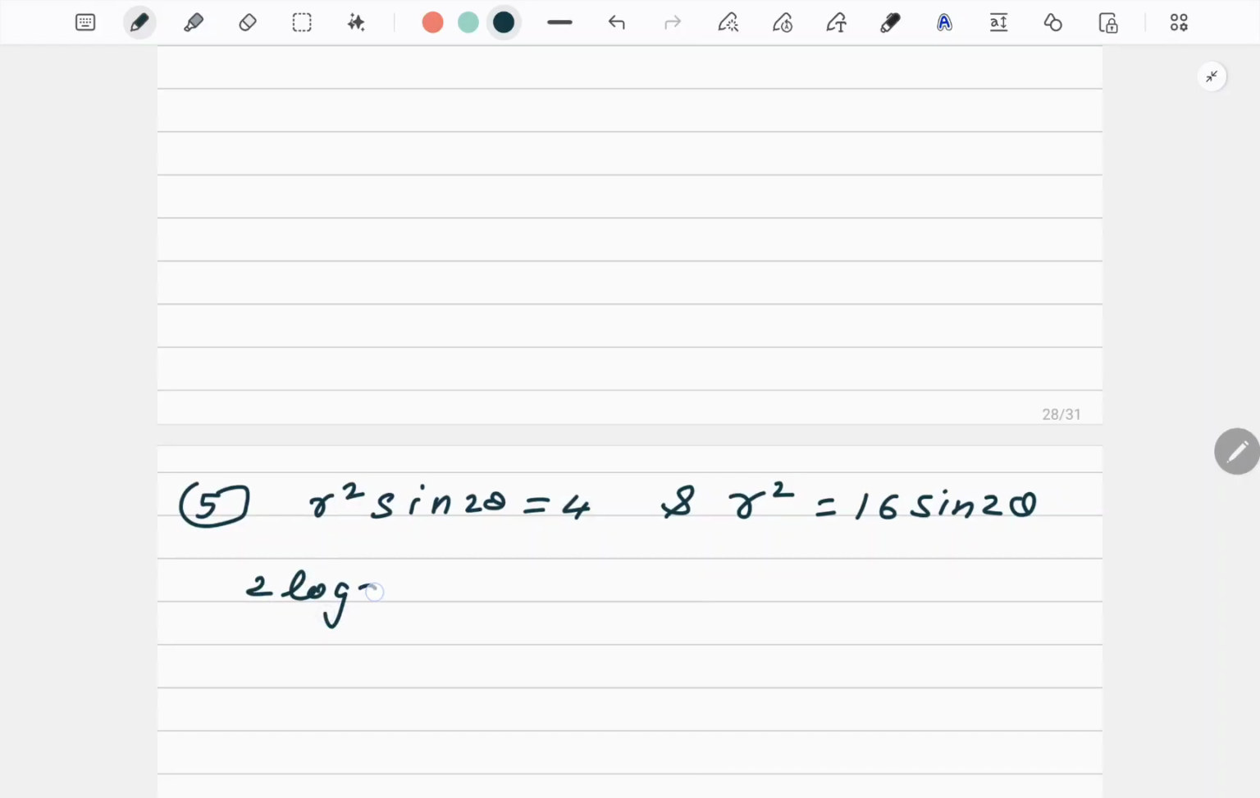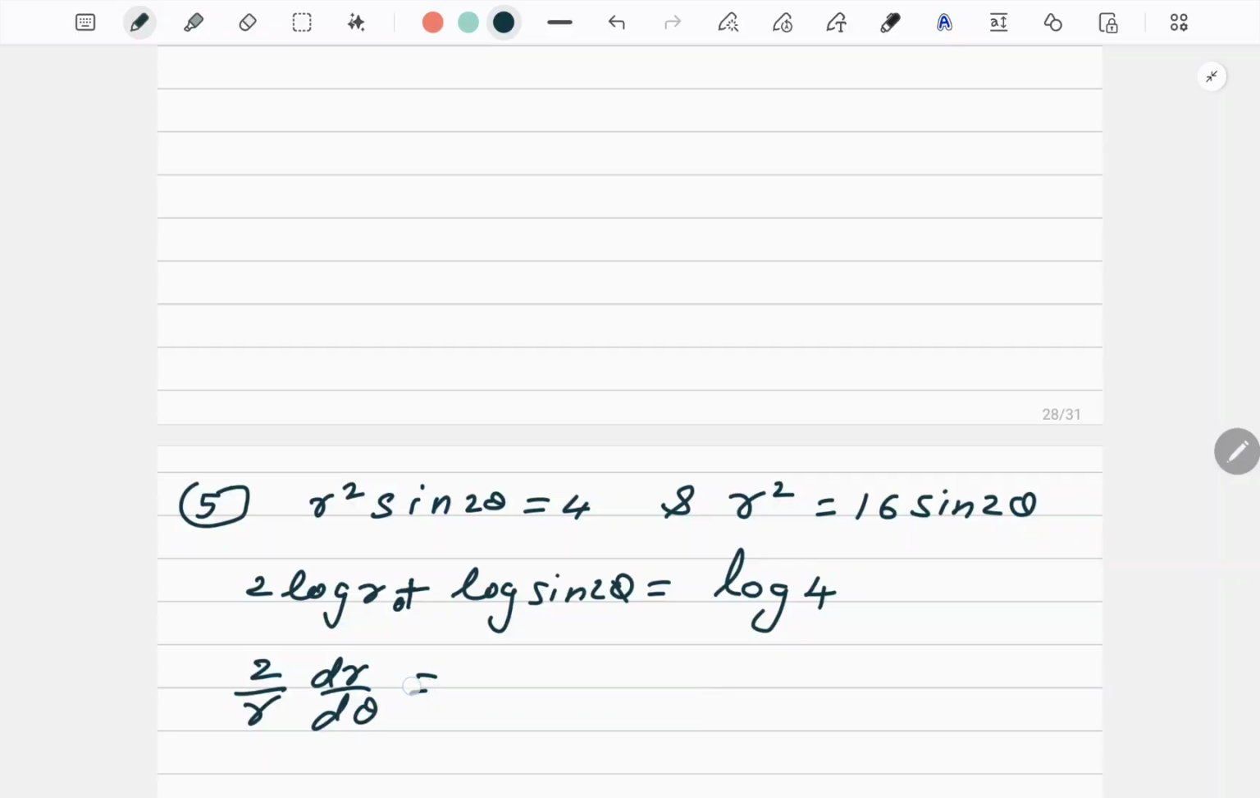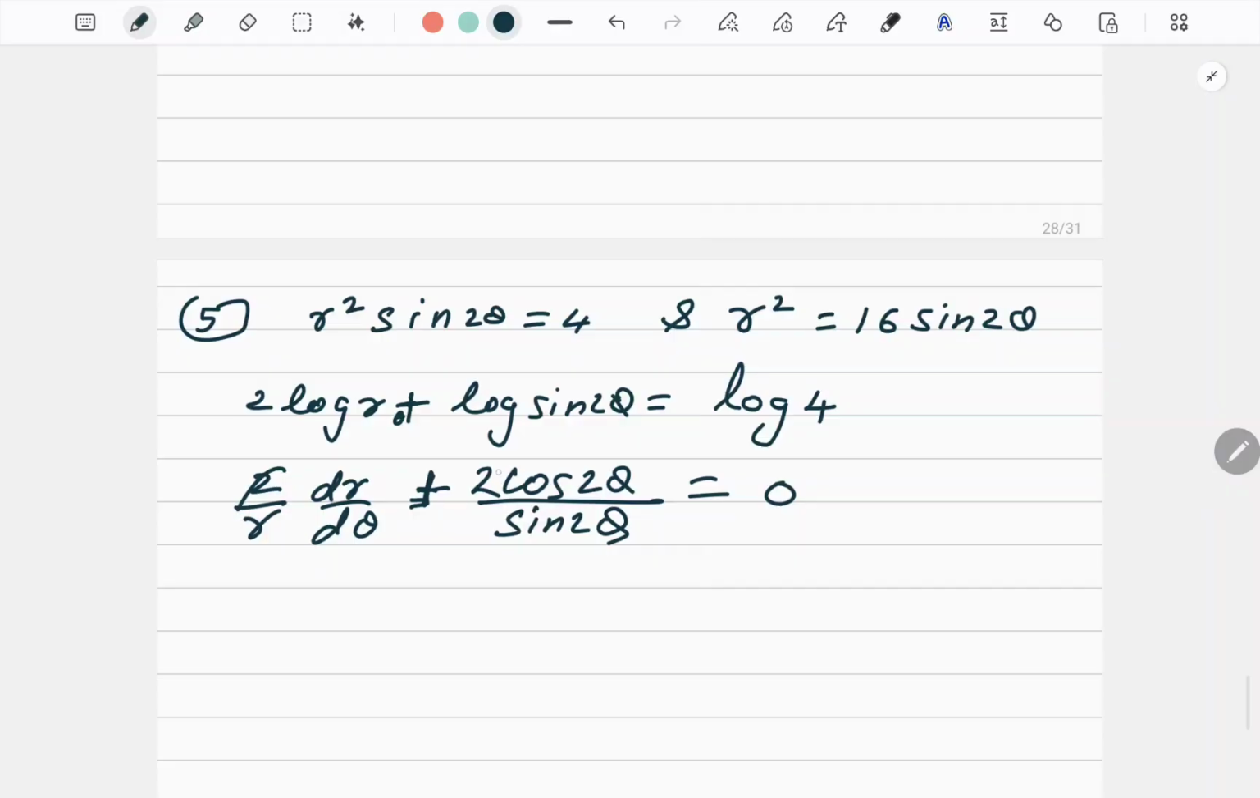2 log r plus log of sine 2 theta is equal to log of 4, right? So 2 by r dr by d theta plus (1 by sine 2 theta) into cos 2 theta into 2 is equal to 0. Now this 2 and 2 got cancelled.